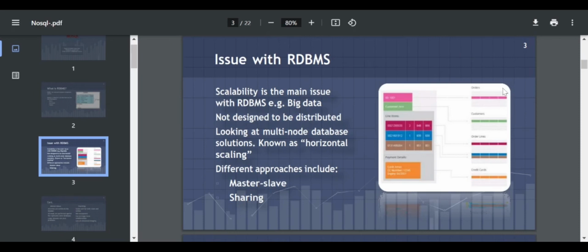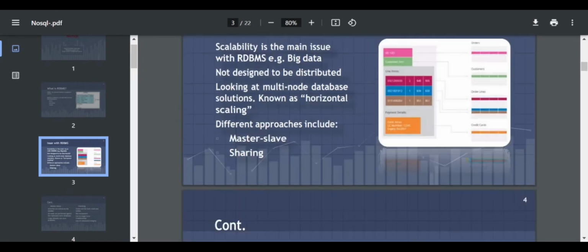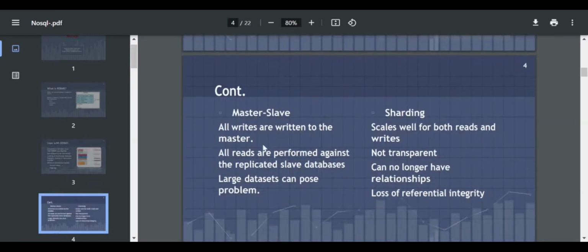Distribution: RDBMS systems were originally designed for a single server environment and were not inherently built for distributed computing. This limitation becomes evident when dealing with a multi-node or distributed database. Different approaches include master-slave and sharding. In master-slave, all writes are written to the master. All reads are performed against the replicated slave database. Large data sets can cause problems.